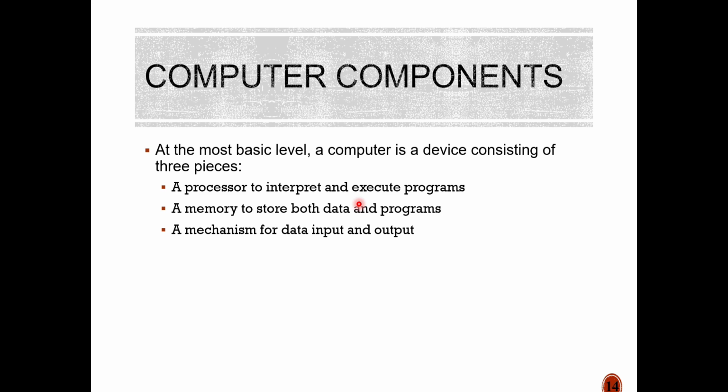So, at the most basic level, there are three computer components. There is a computer processor to interpret and execute programs. There's a memory to store both data and programs. And there's a mechanism for data input and output.